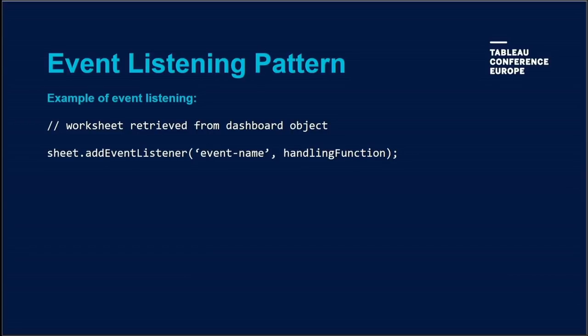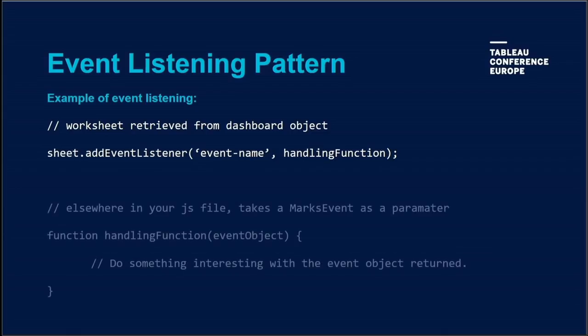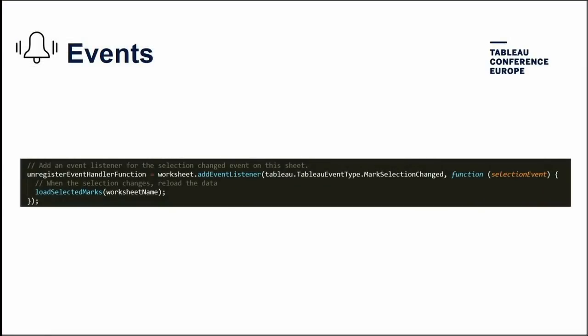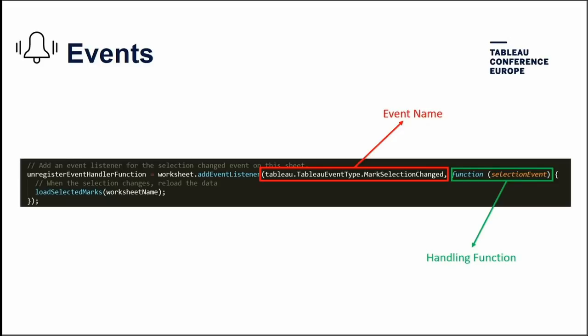Okay, so first of all, we need to add an event listener, and we need to specify what that event type is, and then we would call a handling function, which can be elsewhere in your extension, and that can be doing anything that you wish. So here we have an event listener. We also have the event name, so here we've got mark selection changed, and then we call the handling function. In this instance, this is to do something with the event object that's returned. So let's take a look and see how this would work.